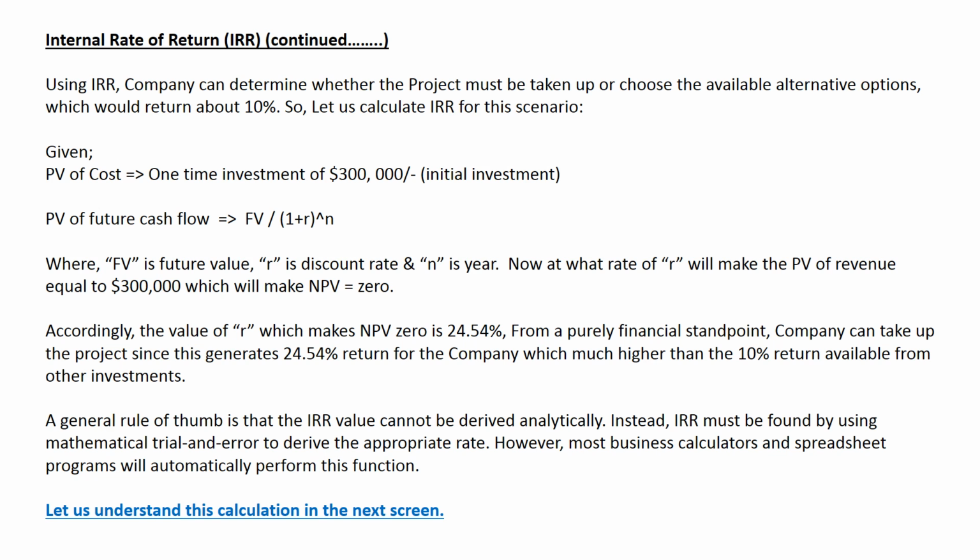So this we can understand by looking at the next screen. However, from a purely financial standpoint, the company can take up the project since this generates 24.54% return for the company, which is much higher than 10% return available from other investments. A general rule of thumb is that the IRR value cannot be derived analytically. Instead, IRR must be found by using mathematical trial and error to derive the appropriate rate. However, most business calculators and spreadsheet programs will automatically perform this action. Let us understand this calculation in the next screen.